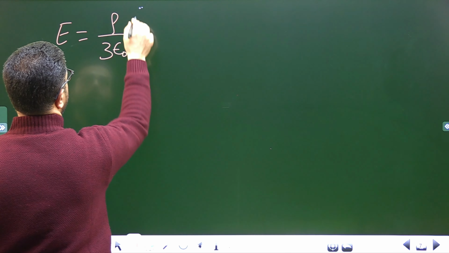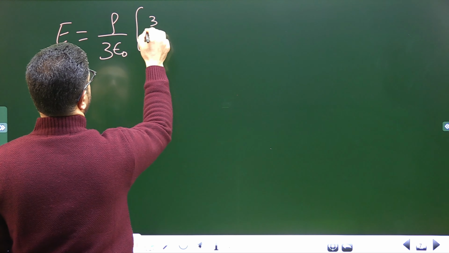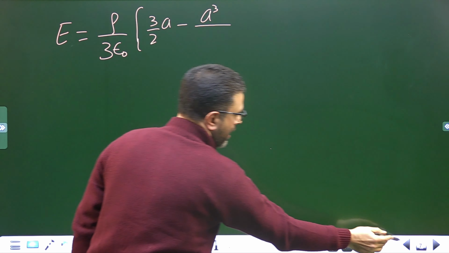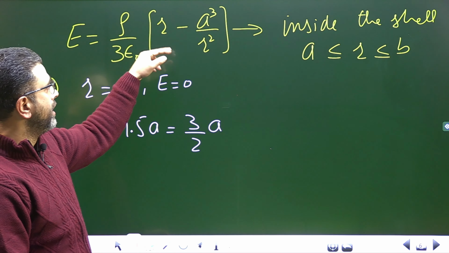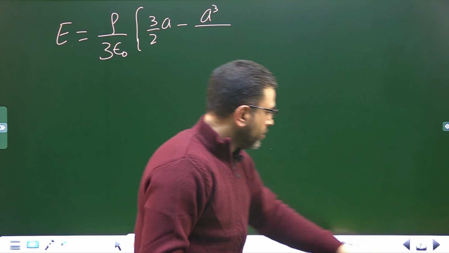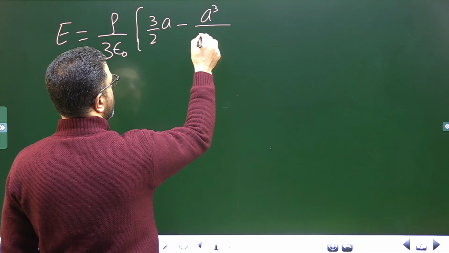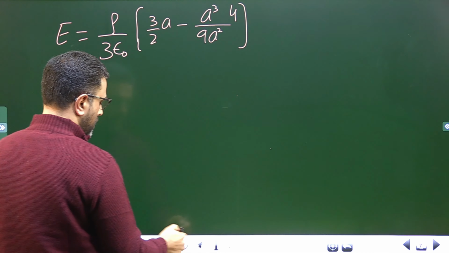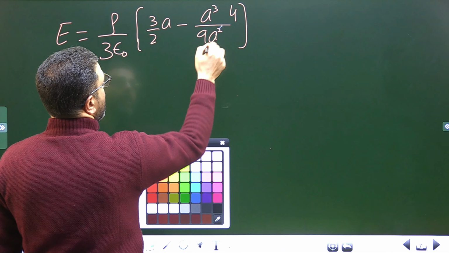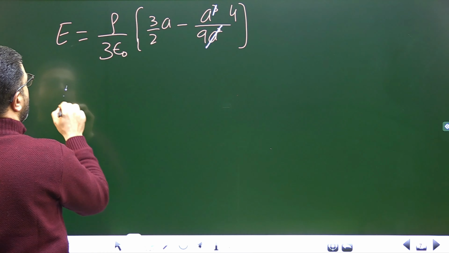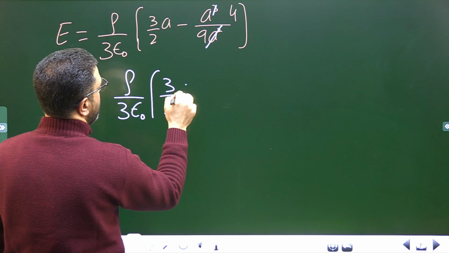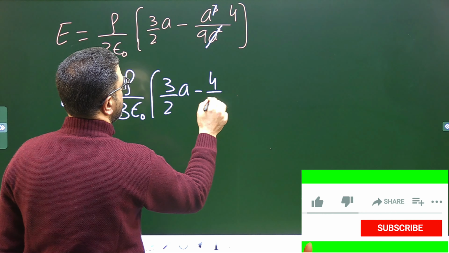So E is equal to rho divided by 3 epsilon 0. Instead of r we'll write 3 by 2A, minus a cube divided by r square, remember r square is there, so 3 by 2A squared: 3 square is 9, 9a square divided by 2 square is 4, 4 will go upstairs. A square gets cancelled out, so we have E is equal to rho divided by 3 epsilon 0 times 3 by 2A minus 4 by 9A.